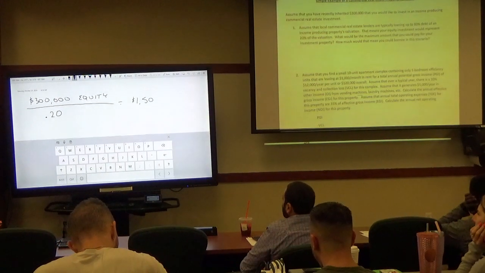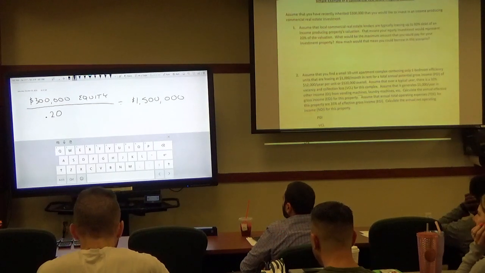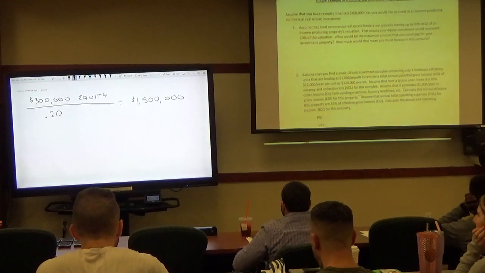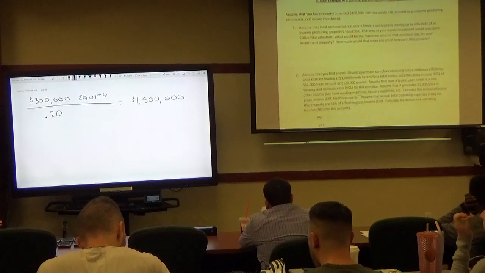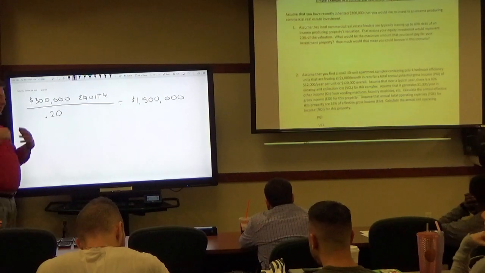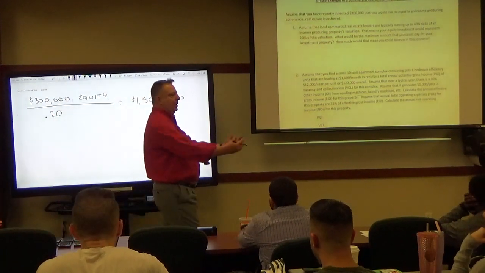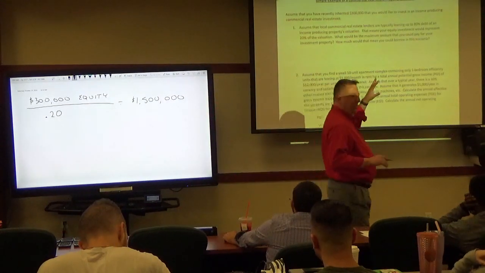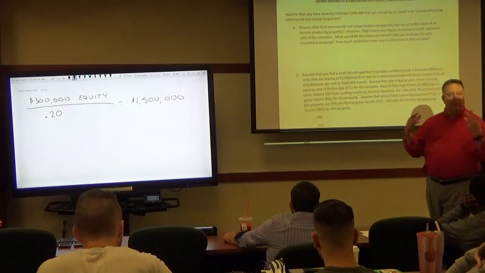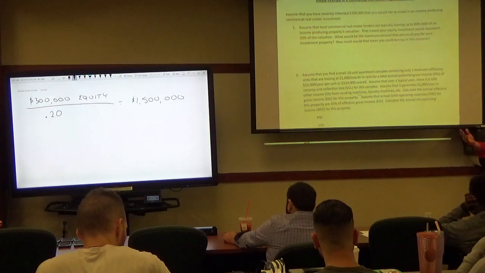So the 1.5 million represents what? His purchasing power. The dollar amount that we could go searching for a property within that price point, around 1.5 million. Does that make sense to everybody?